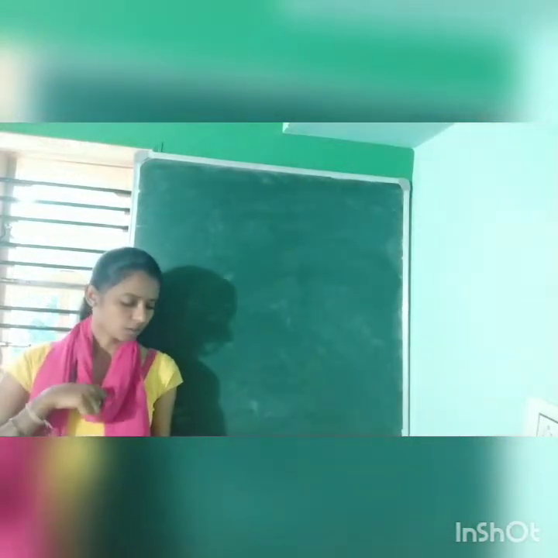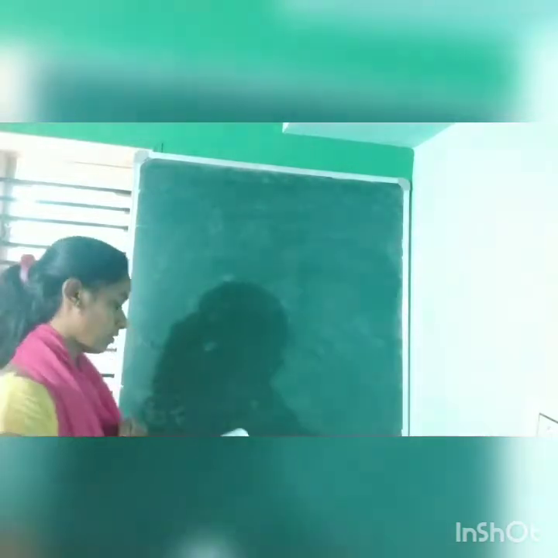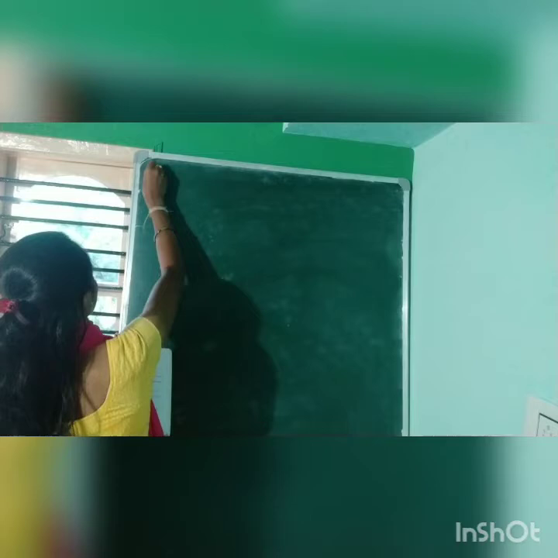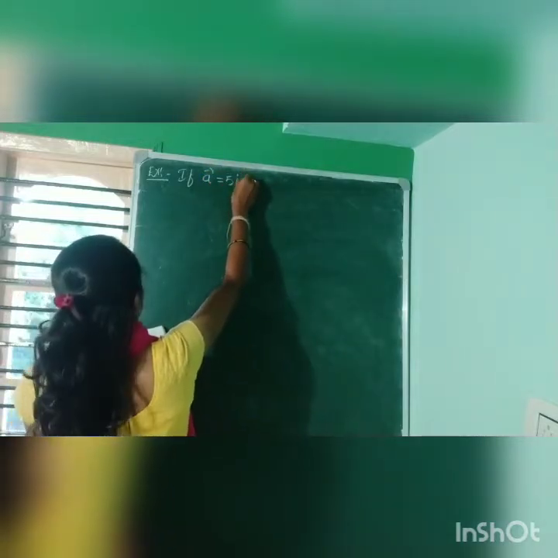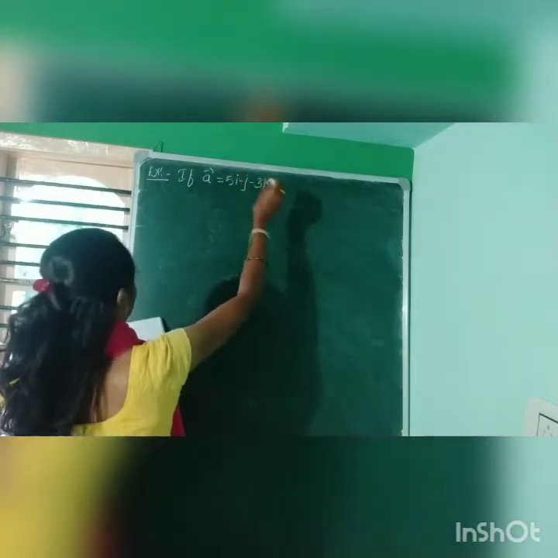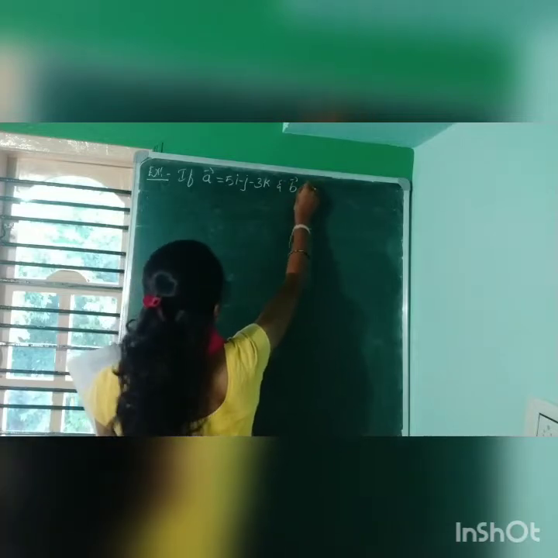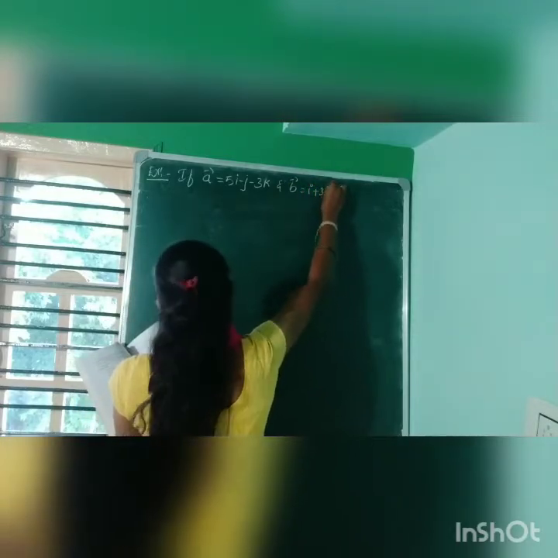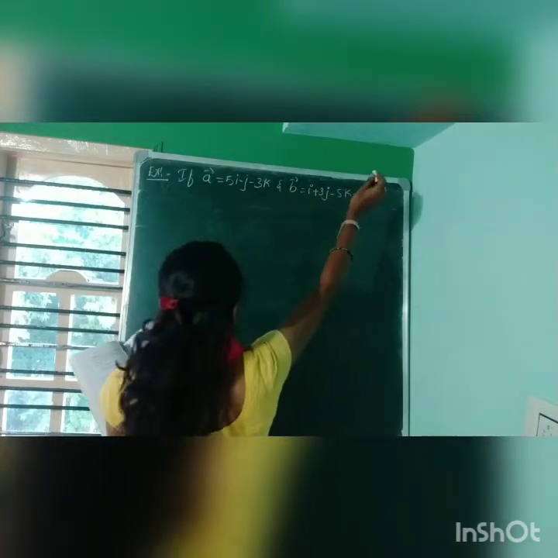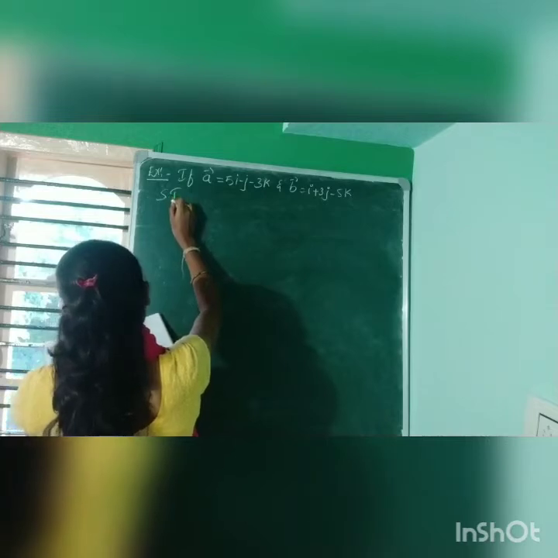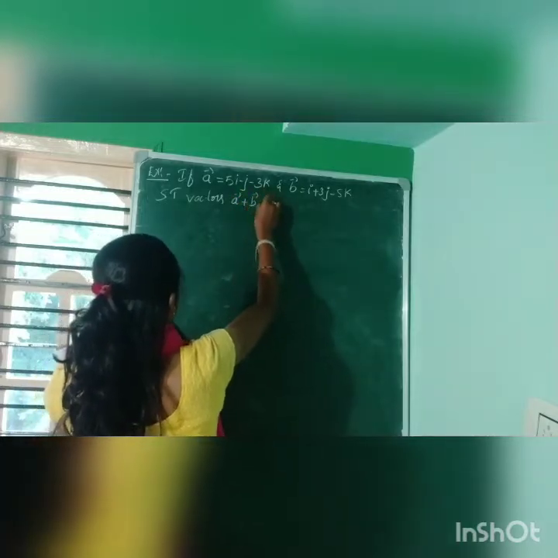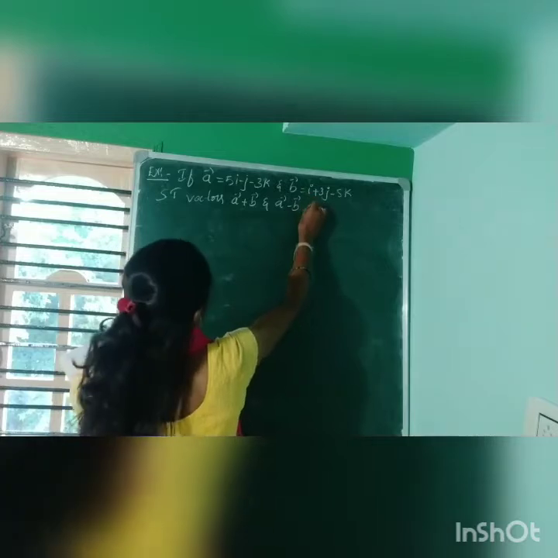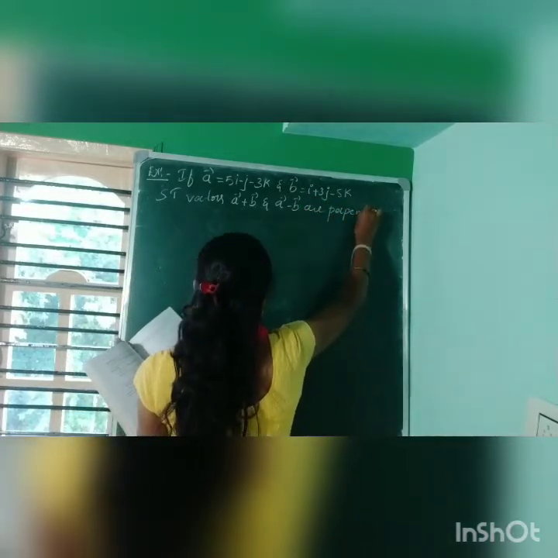Next, a few more examples on the product of two vectors. In that, if vector A is 5i minus j minus 3k and vector B is i plus 3j minus 5k, the question is to show that the vectors A plus B and A minus B are perpendicular.